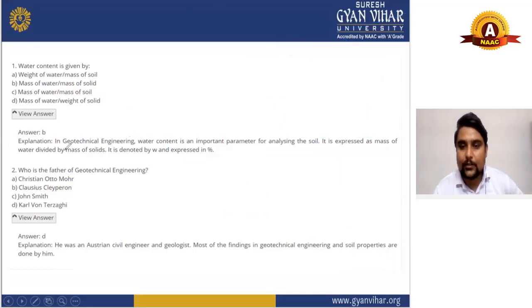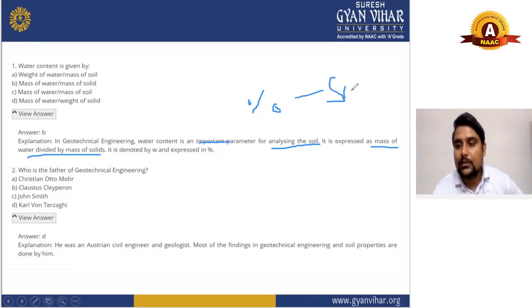In geotechnical engineering, water content is a very important parameter. It is expressed as the mass of water divided by the mass of solid, it is denoted by W, and it is expressed in percentage. That means we will find how much percentage of water is available in the soil. That will be your right answer.